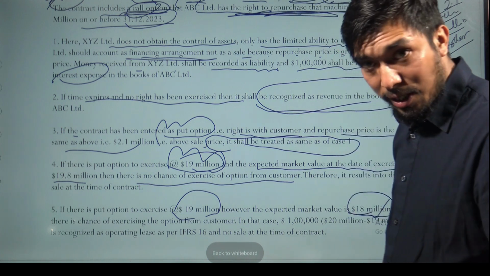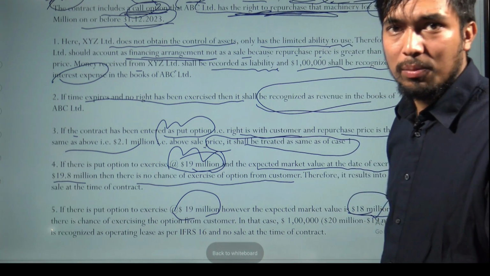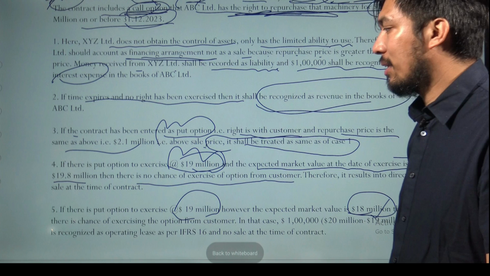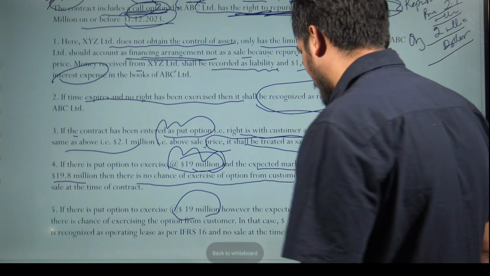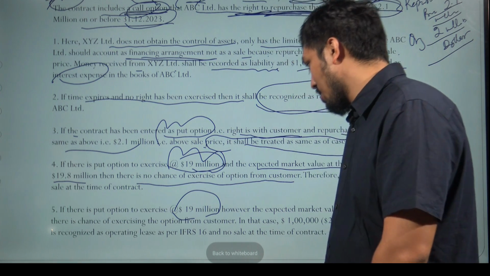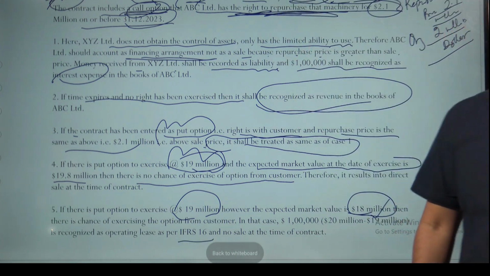So there is certainty of exercising the put option from the buyer, so it will be considered as a lease. It will be considered as a lease as per IFRS 16. There will be applicability of IFRS 16. Okay, you can take the screenshot.